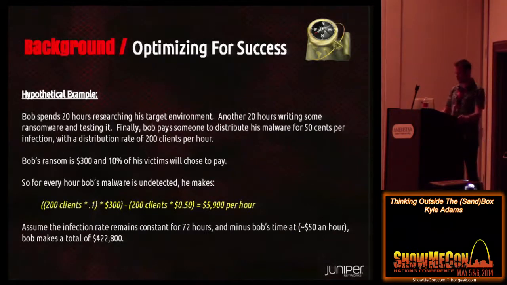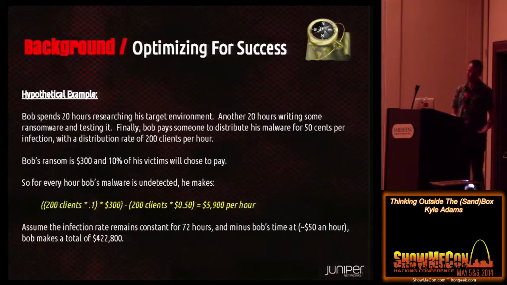So let's look at a theoretical example of Bob, the malware author. So he's going to write some ransomware. And he's got to spend about 20 hours, probably way more than that, but we're just being conservative here. So he's going to spend 20 hours researching his targets. He wants to go after your average computer user. They're running Windows 7 or Windows XP. And he's got to spend another 20 hours or more actually building the ransomware. The beauty of ransomware is it's not exactly hard to build, so probably not too far off from 20 hours.